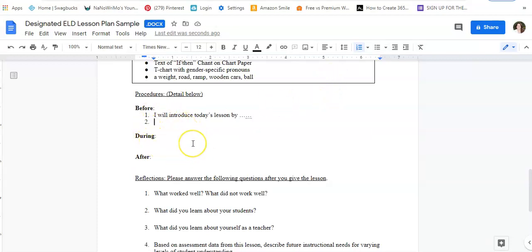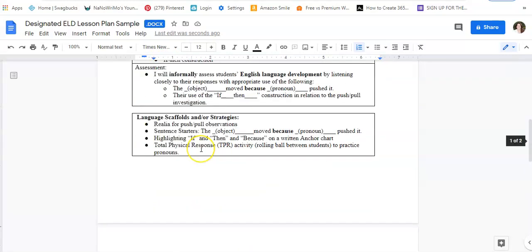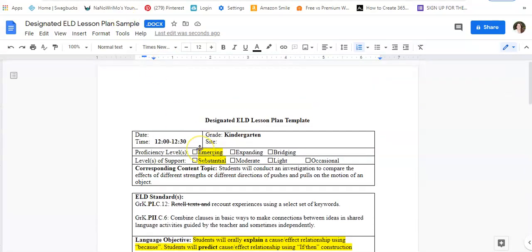Then you're going to give the lesson, as I said earlier, come back, reflect on how the lesson went, and then submit this document in, it's under week 9 module, but it's not due until the end of week 10. I extended the due date because it took me so long to get this done.